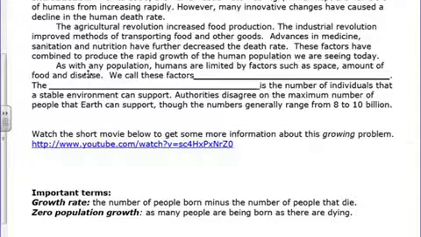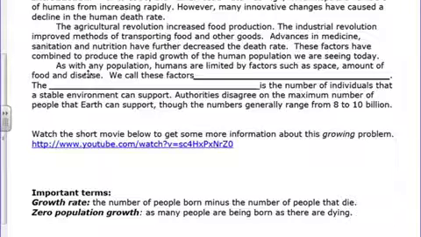The agricultural revolution increased food production. The industrial revolution improved methods of transporting food and other goods. Advances in medicine, sanitation, and nutrition have further decreased death rate. These factors have combined to produce the rapid growth of the human population we are seeing today.